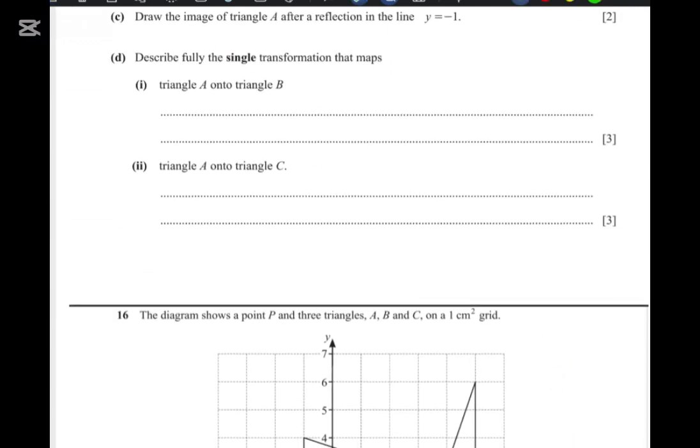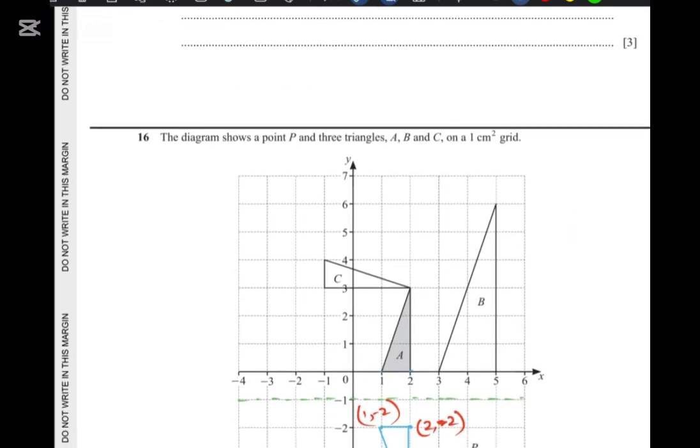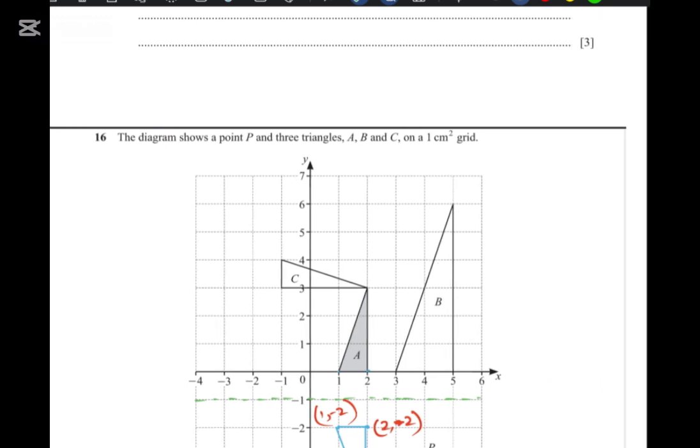Describe fully the single transformation that maps triangle A onto triangle B. You have to describe this transformation. Now when you see these two triangles, you need to understand that it is enlargement because the size of the triangle has increased. When the size changes, we will say it as enlargement. So now what is the center of enlargement and what is the scale factor? We need to find out.